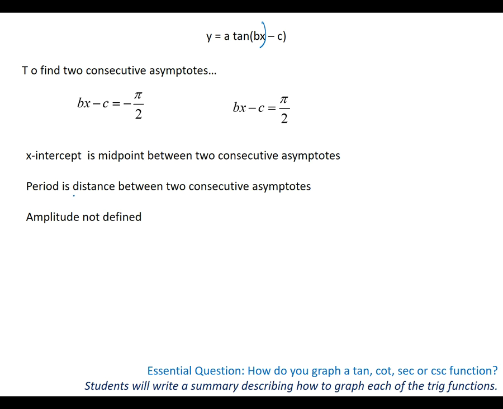Period is this right here, the distance between those. No, it says define period. Okay, I would just say the distance between two consecutive points, or two consecutive asymptotes. That makes sense.